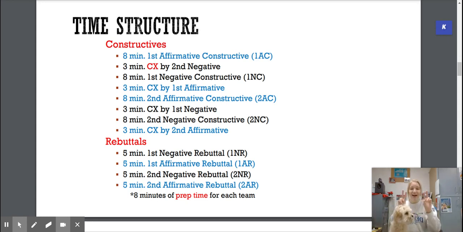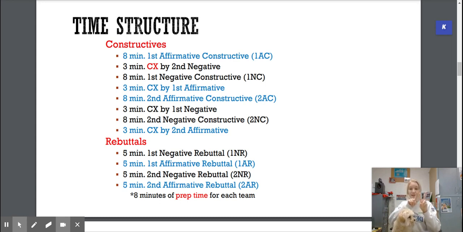Then the first negative speaker, who was just preparing their speech, is going to speak while both affirmatives are sitting down and writing down what they have to say. When this speaker is done, the second affirmative speaker needs to prepare their speech. So the first affirmative speaker is going to ask questions of the negative. Then we are on the second affirmative speech. This person will speak in the 2AC. When their speech is done, the first negative is going to ask them questions. So the person who asks questions is the person who had just recently spoken.